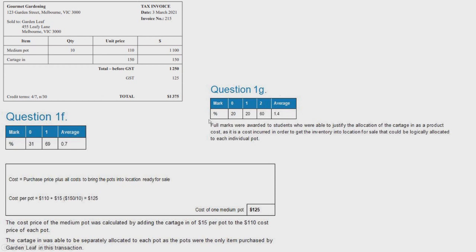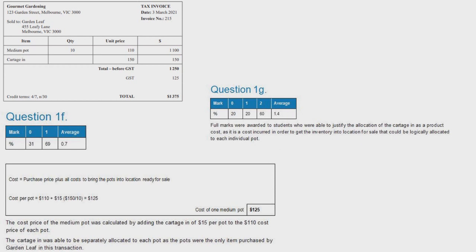So G, you have to explain why you did cartage in as a product cost. That's assuming you did part F correct. So here, all they say is cost incurred in order to get the inventory into a location for sale that could be logically allocated to each individual pot.